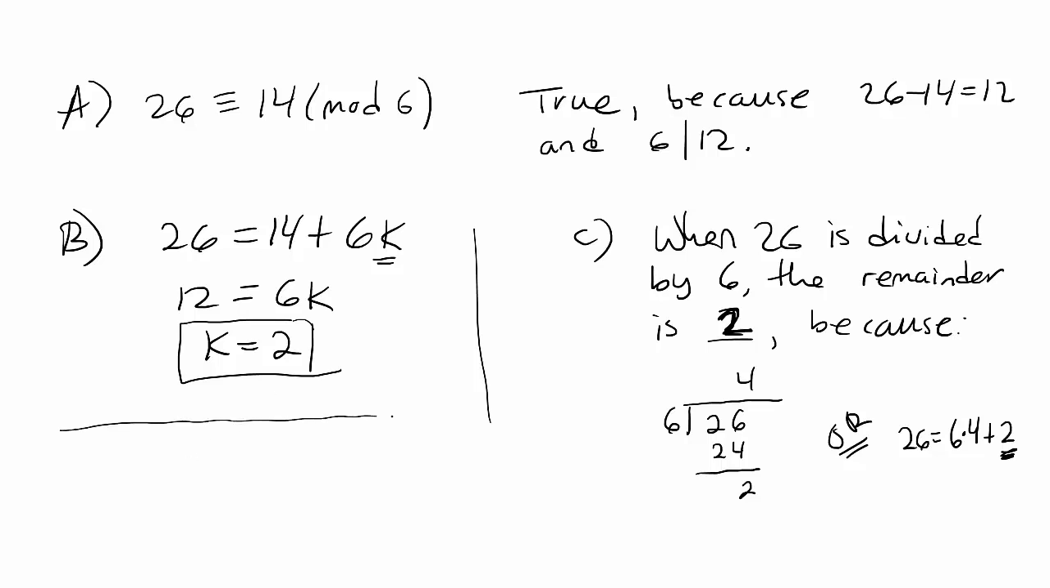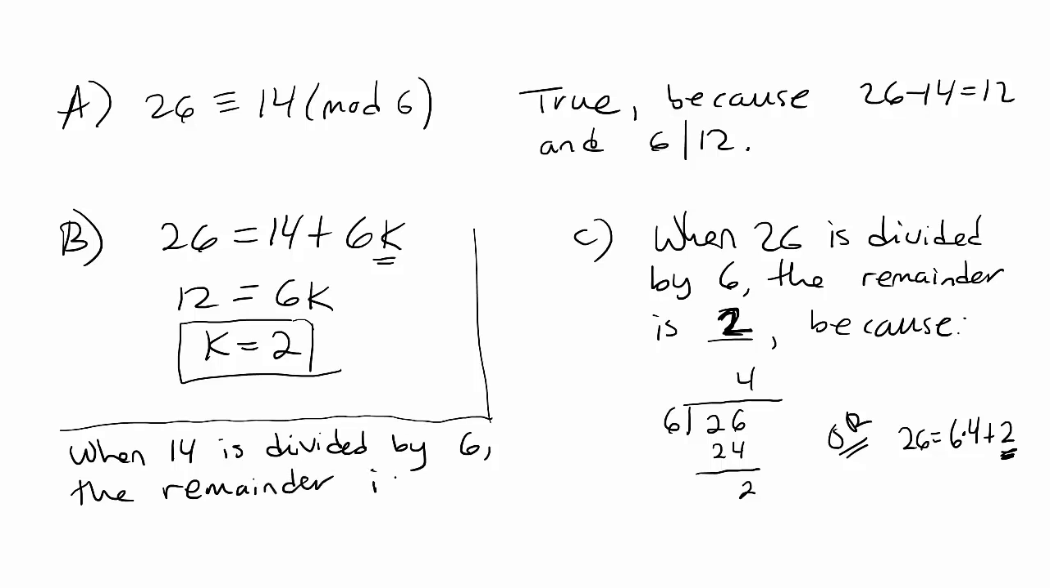I ran out of room, so I'm going to squeeze in over here the rest of part C. When 14 is divided by 6, the remainder is what number? And then show a little work. I'm going to do the long division. Here we have 14 divided by 6. This would be 2, since 2 times 6 is 12. There's your remainder, 2. And the remainder should be the same for both of these since these are congruent.